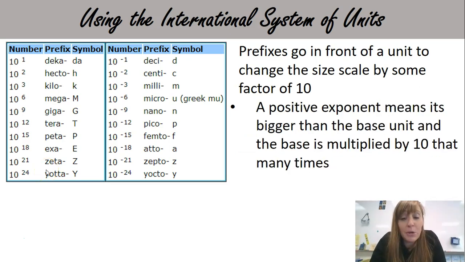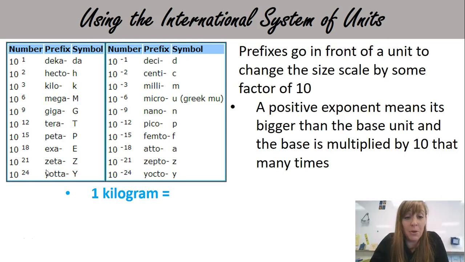A positive exponent means that the thing that you're using to measure is actually bigger than the base unit. So it's multiplied by 10 that many times. So for example, a kilogram. Kilogram is a lot of stuff. If I were to rewrite this using just letters, kilo is k and gram is g, so that's the same thing as 1 kg. Notice these are both lowercase. It's really important to keep track of what things are capital and lowercase in chemistry.